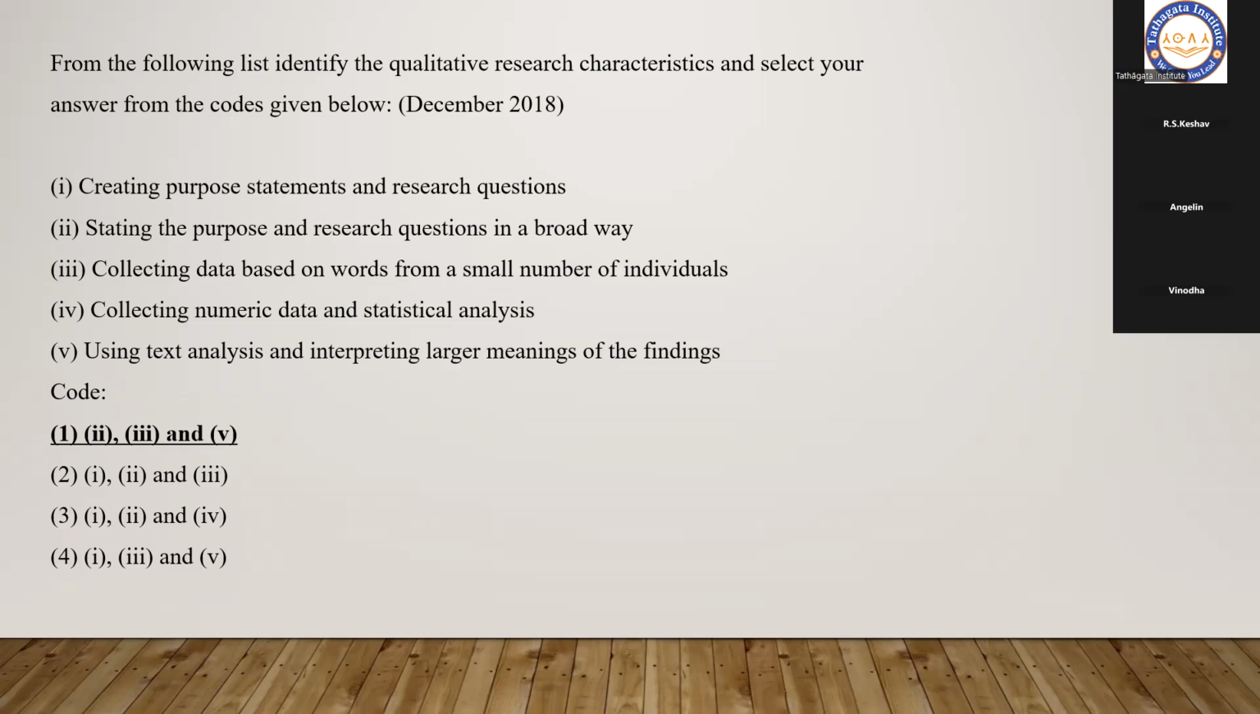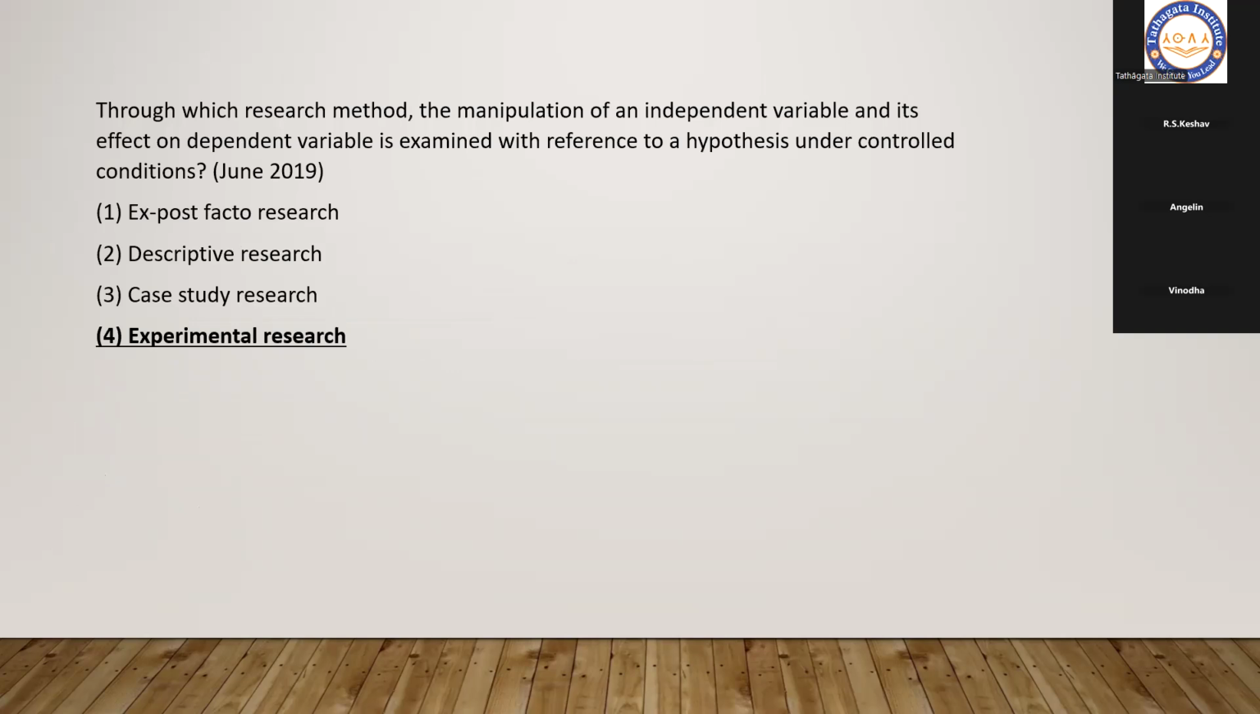So actually, purpose statement and research question need not be specific to qualitative. More than that, we have purpose and research questions in a broad way. In qualitative analysis, a question is given in a bigger perspective, and we collect data based on words, using text analysis. That is qualitative research.